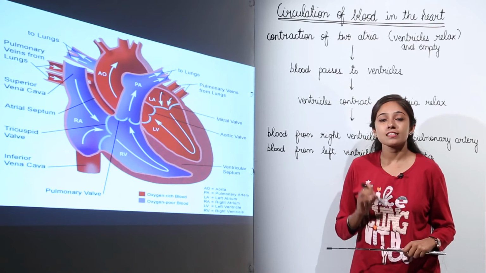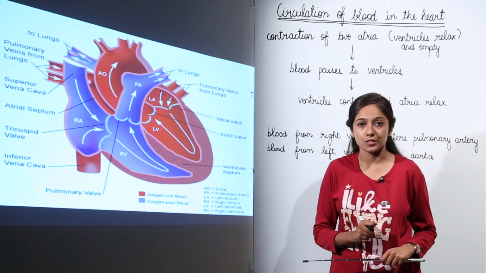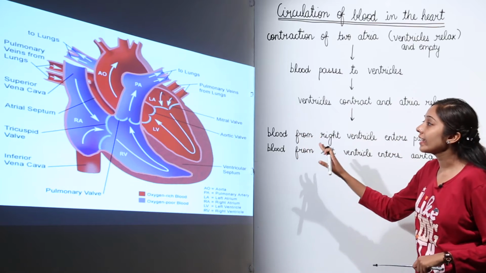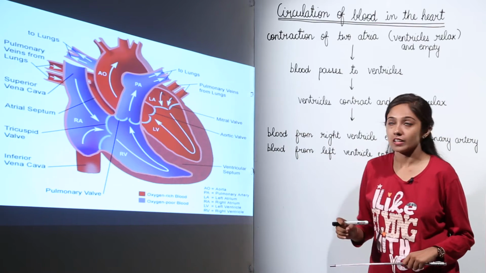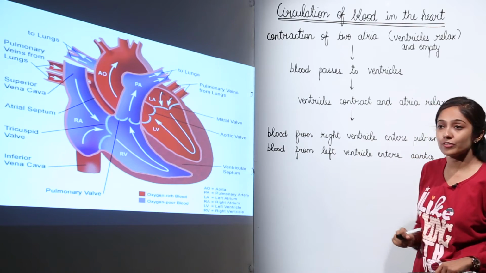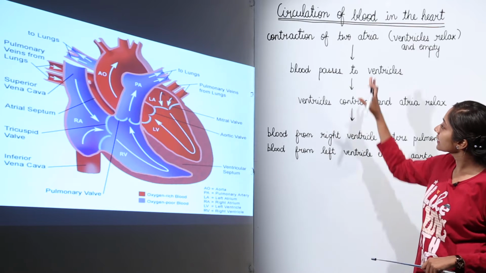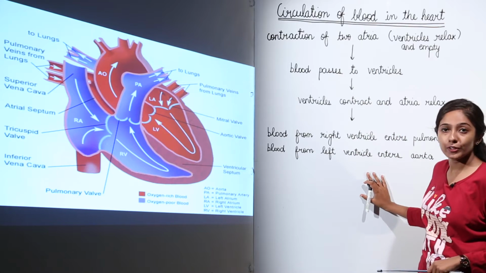Now let's discuss the circulation of blood in the heart. As you all know, there are 4 chambers in the heart. We have 2 atria and 2 ventricles. So let's discuss first this flow chart that I have made for you.